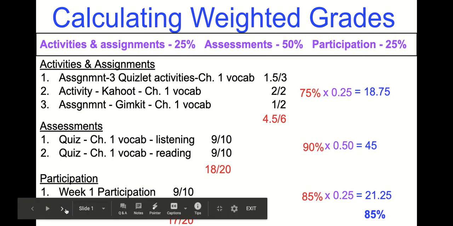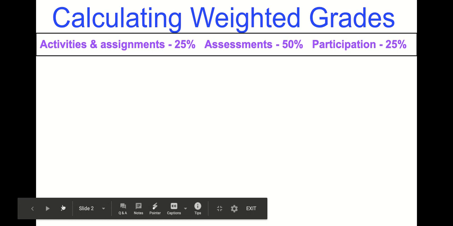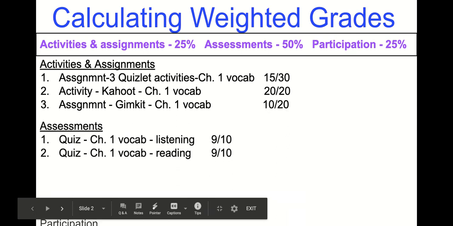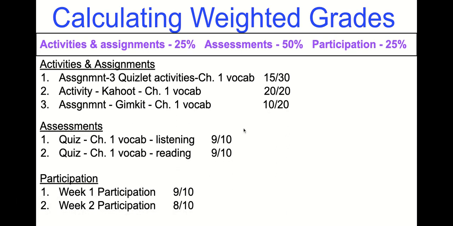Let me give you an example. Let's pretend that for activities and assignments, I did make them worth a lot more points. I usually don't. I don't know why, that's just a habit I've had since I started teaching. But let's imagine that I gave 30 points for this Quizlet activity assignment, 20 points for this Kahoot, and 20 points for this Gimkit. But Jacques maybe turned in the Quizlet activity late, so he only got half credit there. He still did well here, got 20 out of 20, 100%, but he only did about half the Gimkit, so he got a 10 out of 20 there.